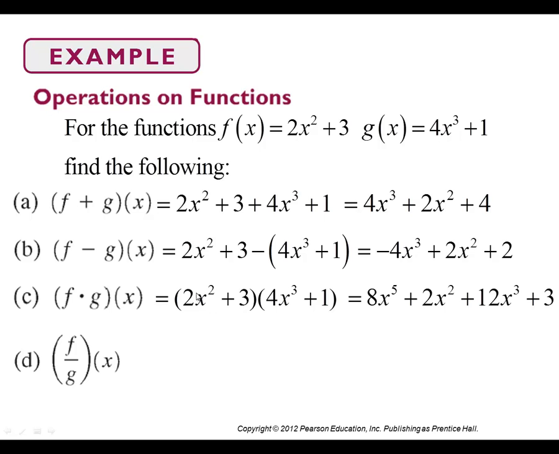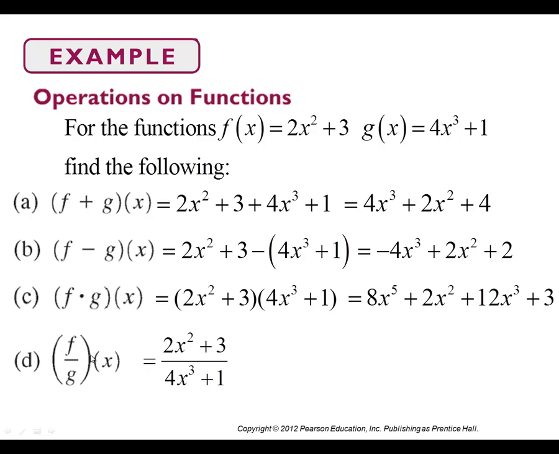And so there we go. We have that 2 times 4 is 8. X squared times x cubed, we're multiplying the x's, so we're adding the exponents. And so that's why we get the x to the 5th. And then we have the 2x squared times 1, that's 2x squared. And then 3 times 4 is 12, with the x cubed, so that'll give us 12x cubed plus 3. And normally we want to go ahead and put them from highest exponent to lowest, but they didn't do it in this case.